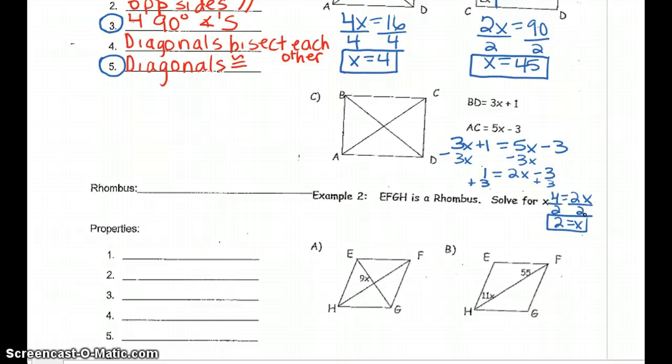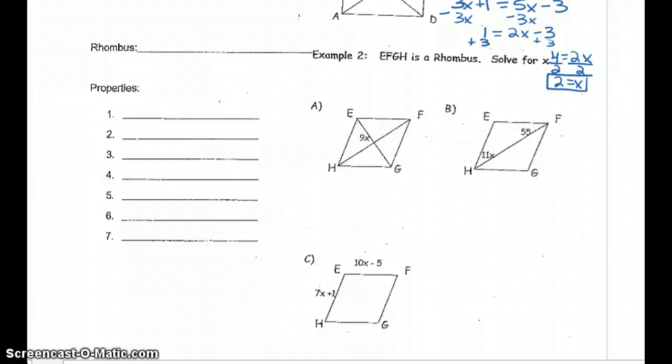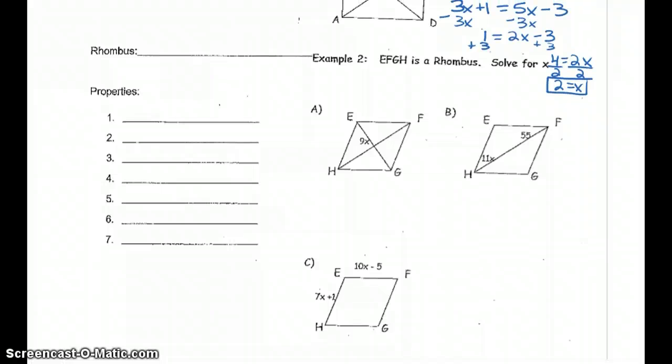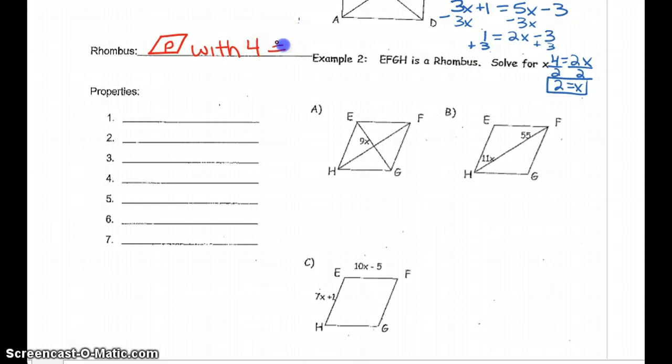Our second shape is a rhombus. A rhombus is a parallelogram with 4 congruent sides. A rhombus has 7 special properties. The first property, opposite sides parallel. The second property, all sides congruent.